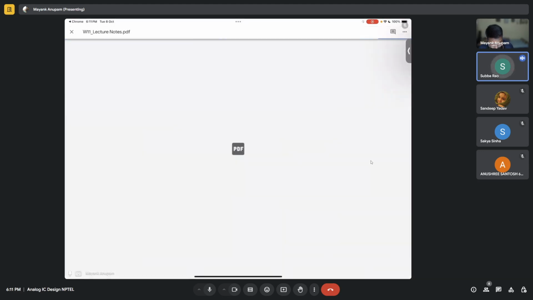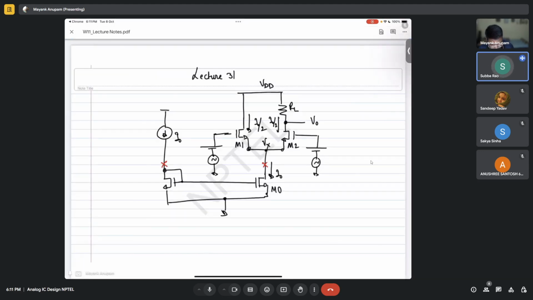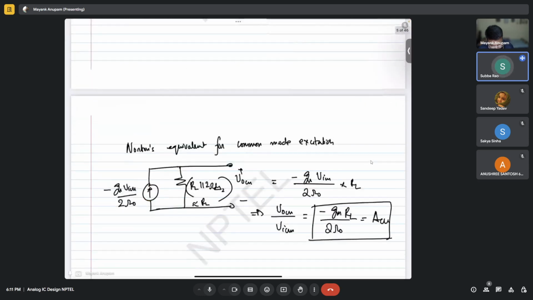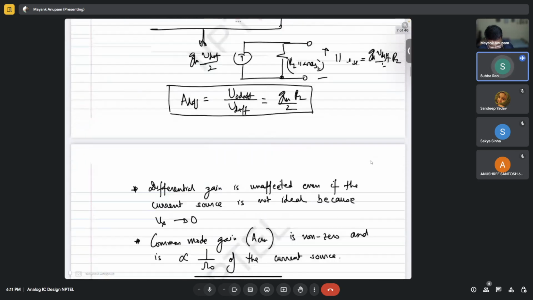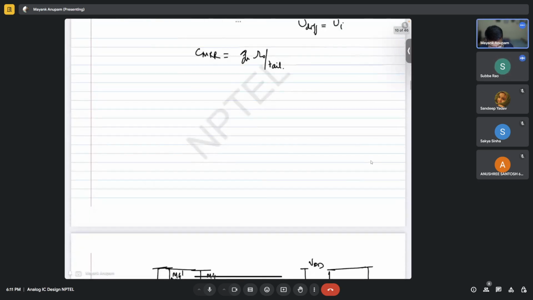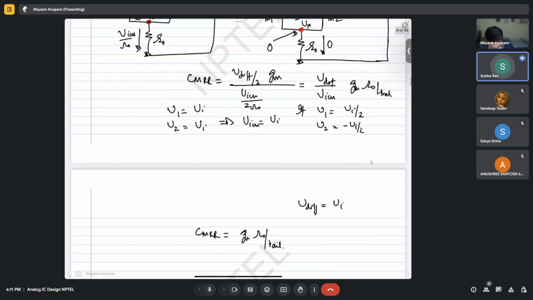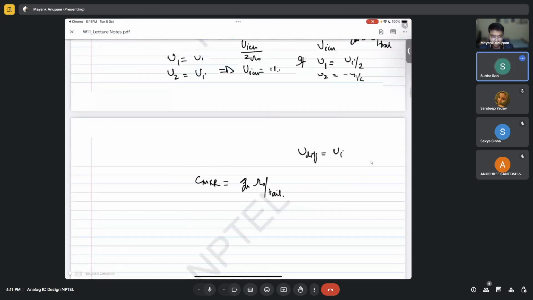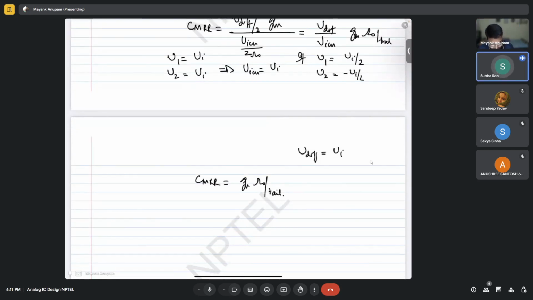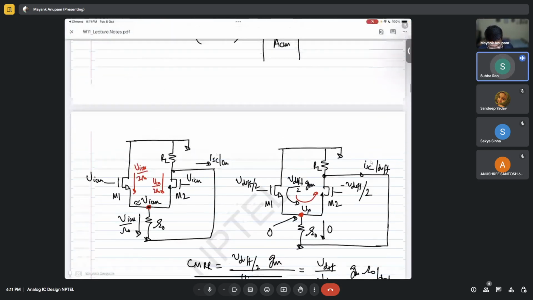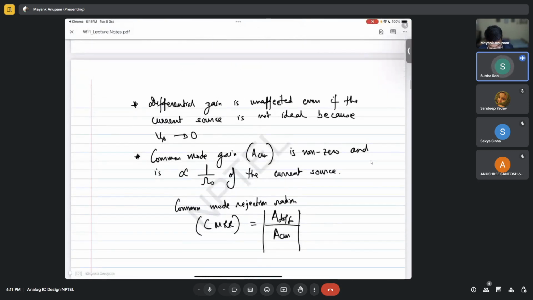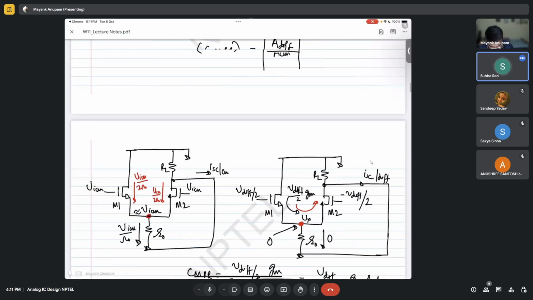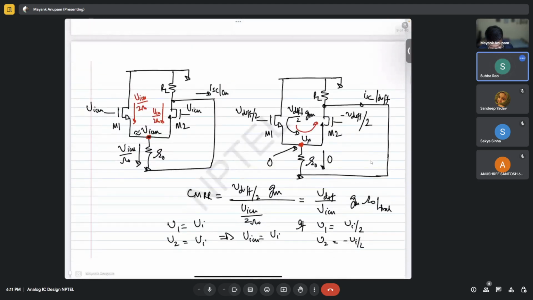Their differential gain was derived as GM RL by 2, and common mode gain was derived as GM RL by 2R naught. Which page can you tell me? CMRR value, sir, GM R naught. Instructor sir has taken the current ratios, I think. But if you see in the same notes, the differential gain is GM RL by 2.